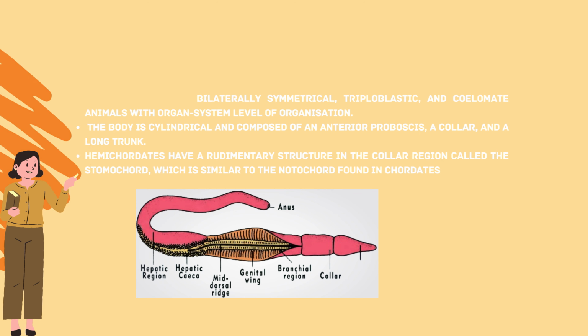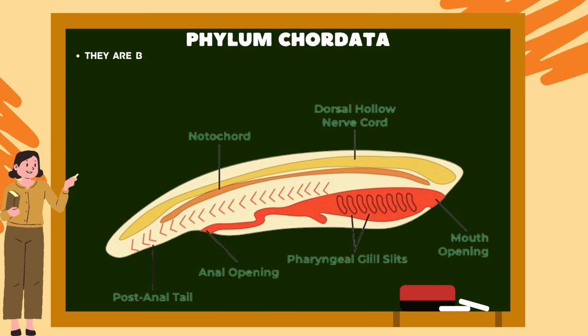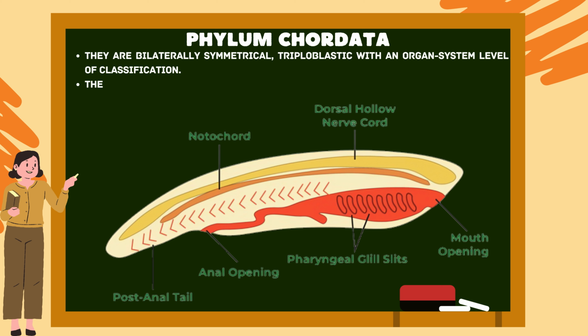chordates. Phylum Chordata. They are bilaterally symmetrical, triploblastic with an organ system level of organization. They possess a notochord and a nerve cord, and possess a post-anal tail. The circulatory system is closed type.